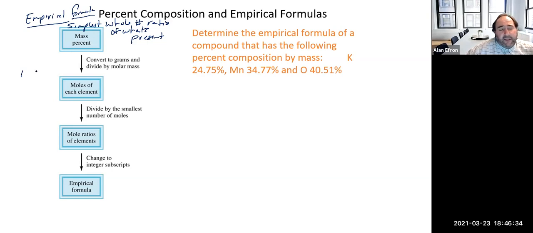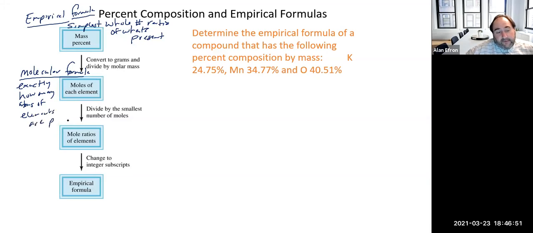And that's different than the molecular formula. The molecular formula tells you exactly how many atoms of the elements are present. So, for example, if we had H2O2, which is hydrogen peroxide, that is two hydrogens for every two oxygens. That would simply reduce down to one hydrogen and one oxygen. The empirical formula for H2O2 would be HO, which is obviously a 1-to-1 relationship.